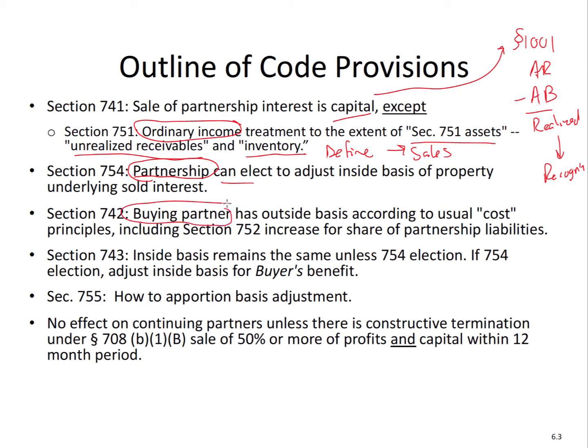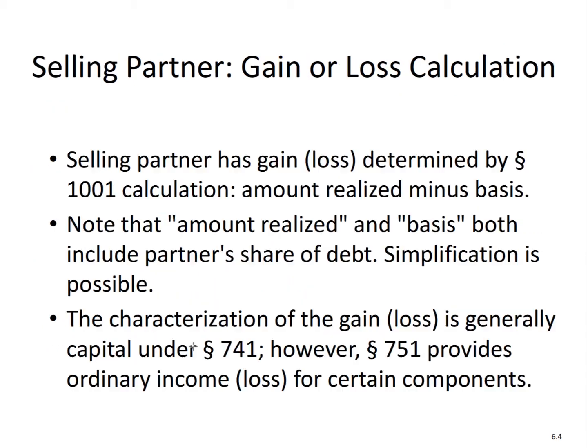Now, section 742 applies to the buying partner in terms of the basis the buying partner takes in the new interest that he or she has. And what usually happens is they take a cost basis, and they're going to step into the shoes with respect to the inside basis in the partnership. Section 743 deals with the basis adjustment for a 754 election, as well as 755 is how to apportion the basis adjustment. Now, there's a special rule under 708(b)(1)(B). I'll mention that the Tax Cuts and Jobs Act of 2017 repealed this rule. What you see here is prior to 2018, and now 2018 going forward, there is no constructive termination when you meet these requirements.